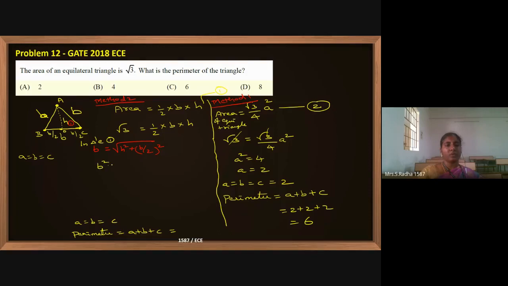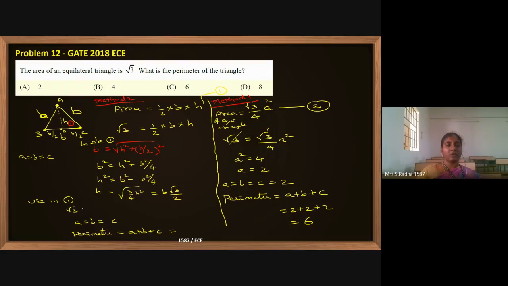If you square both sides, this becomes b square by 4. Now h square is b square minus b square by 4. So h is nothing but the square root of 3 by 4 b square, which is b into square root 3 by 2. This is the h value. Now use it in equation 1.